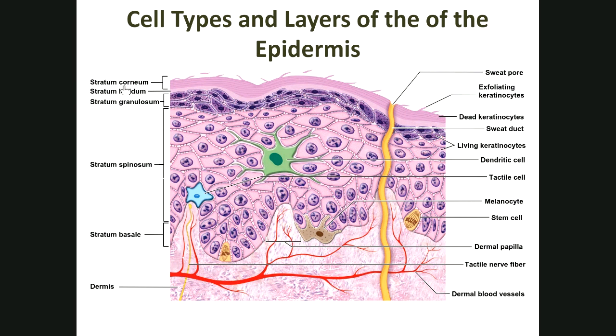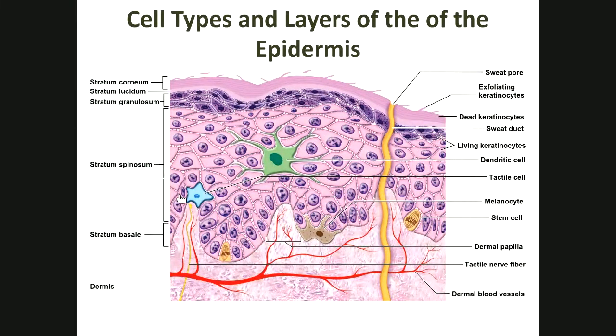In the first three layers, the stratum basale, stratum spinosum, and stratum granulosum, you have living cells, and the name of these cells is keratinocytes. In the stratum lucidum and stratum corneum, you can see dead cells. So these are the layers which we have in the skin. And the first layer which I want to talk about is the stratum basale.